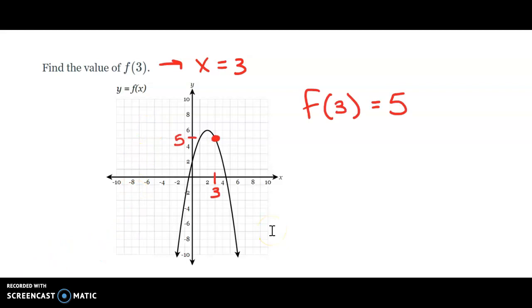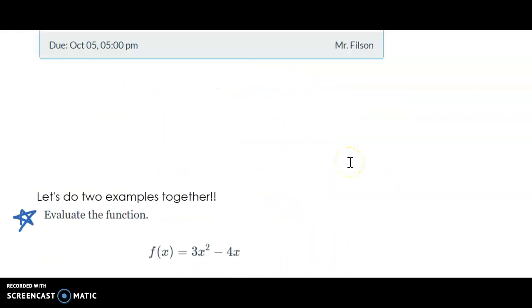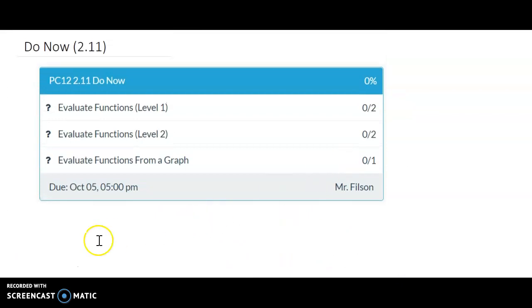We're just looking on our graph at an x value of 3. And where is our function defined? Well, if I go up, I see my function is defined at an x value of 3 at a y value of positive 5. And therefore, f of 3 is equal to 5. All right, you're going to go ahead and spend the next few minutes in Delta Math working on our do now. Let's head there now.